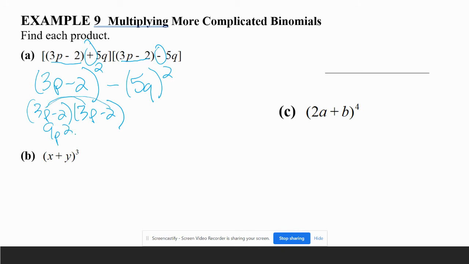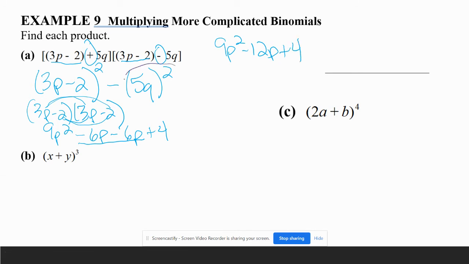3p times negative 2 is negative 6p. Negative 2 times 3p is negative 6p. And negative 2 times negative 2 is positive 4. These are my like terms. So we have 9p squared minus 12p plus 4.